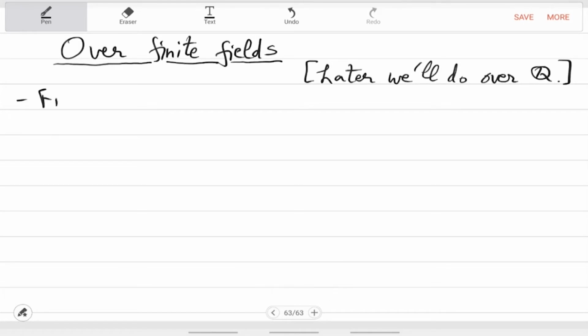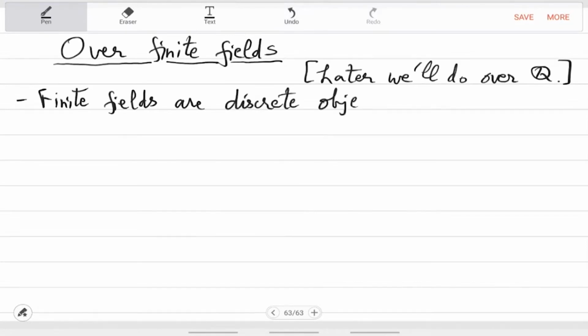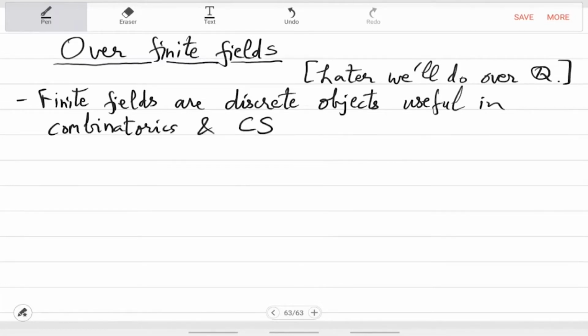So finite fields, you must have seen enough properties and proved some of them in this first assignment. Finite fields are, so these are discrete objects. Useful in combinatorics and computer science. And the construction of this, as you have seen, is basically based on a prime, right? So you start with a prime characteristic p.